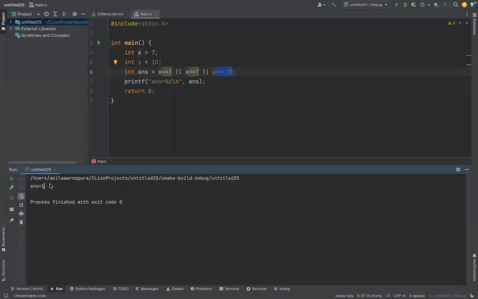Okay. Any questions? Likewise, you can use the AND operator. So this kind of AND operator is useless because you are checking x equal 3 and x equal 7 and x equal 10. That is obviously false. At the same time, x equal 3, x equal 7, x equal 10 cannot be happening.